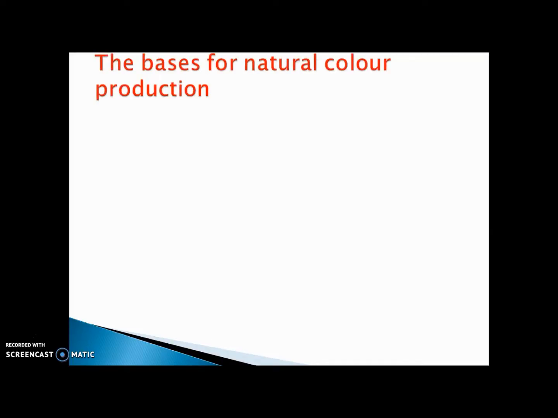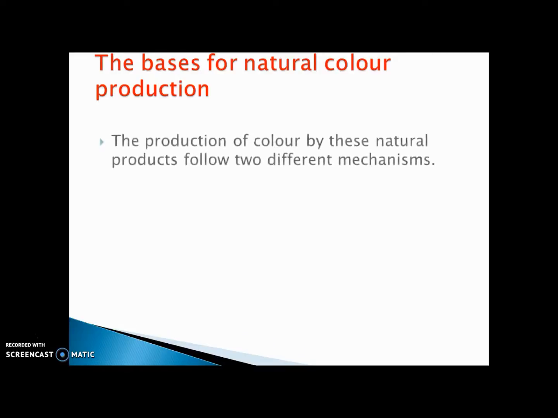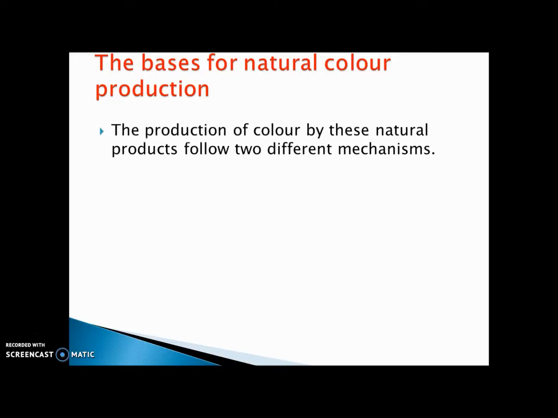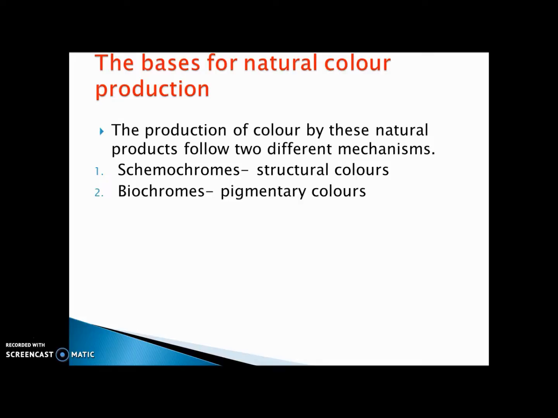Now we will need to look at the basis for natural color production. We have color that is naturally produced. What are the mechanisms involved? We have 2 different mechanisms. The first is from the structural colors called chemochromes, and the second is from the pigmentary colors called biochromes.